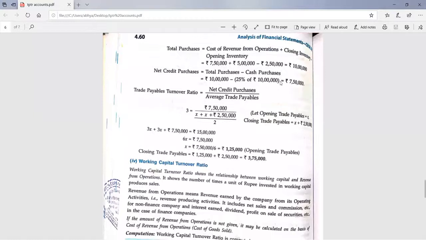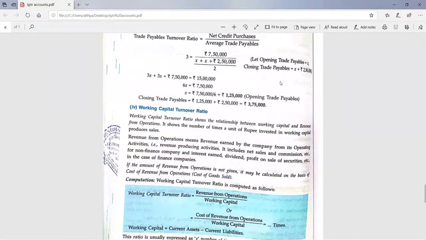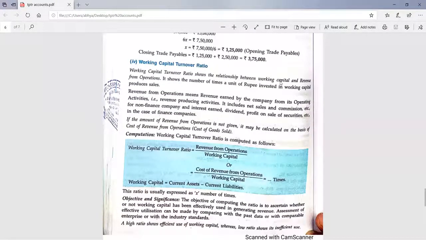So the last topic of turnover ratio, that is the working capital turnover ratio. Write down the formula, that is the RFO upon working capital. RFO means net sales. Net sales means cash sales plus credit sales minus returns. RFO upon working capital. Revenue from operations upon working capital.